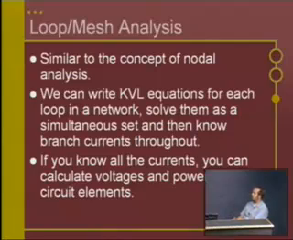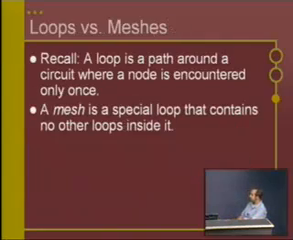So what we're going to do is find all of the meshes, and a mesh is a special case of a loop that has no sub-loops within it. We'll take a look at that in a second. But we can write KVL equations around each one of those loops, and that will give us a series of simultaneous equations that we can solve simultaneously. Then we'll have these loop currents running around. Just like we had the node voltages, we can use those loop currents to figure out what's going on in the circuit.